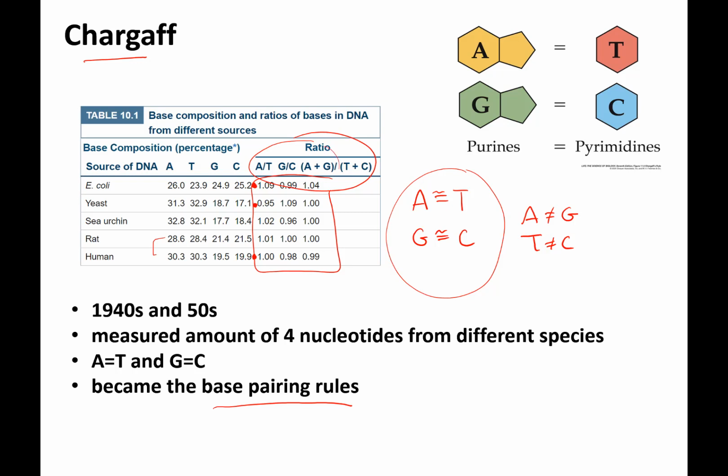And the other important thing is you can look at the ratio of A and G, which hopefully you know are the purines, is equal to the ratio of T and C, which are the pyrimidines. So again, putting this together later as Watson and Crick determined the molecular structure of DNA, this was a key bit of information to help them put that model together. So people were studying chemically, biochemically DNA.